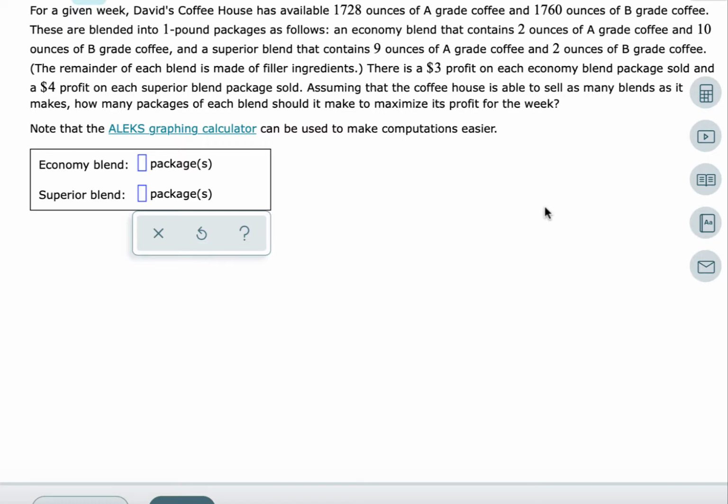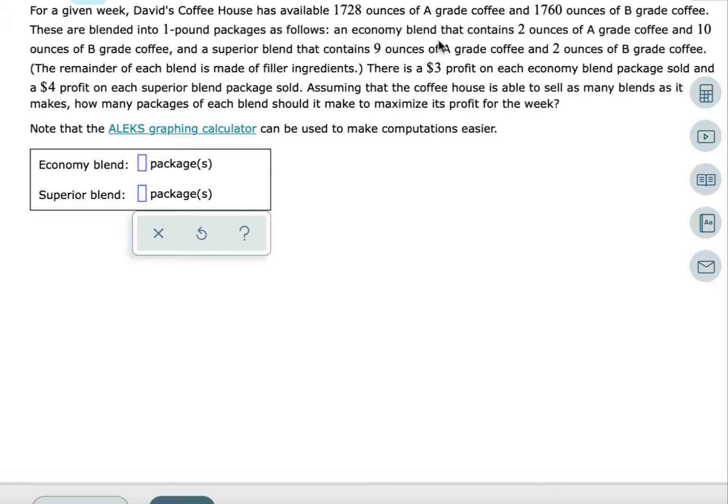Hi class, this is a movie on solving a word problem using linear programming. In this example, for a given week, David's Coffee House has 1728 ounces of grade A coffee and 1760 ounces of grade B coffee. These are blended into 1 pound packages as follows.